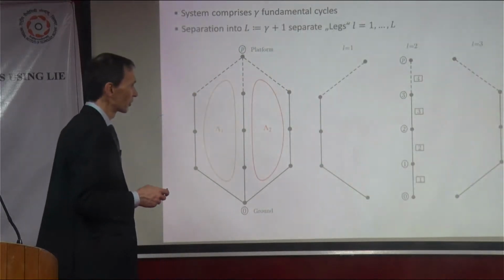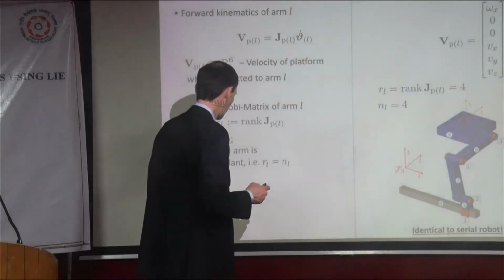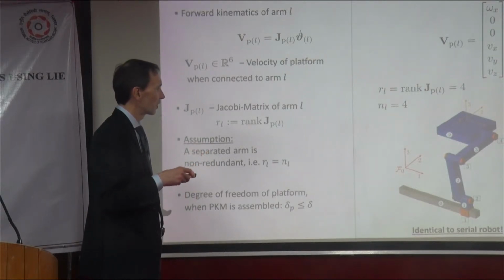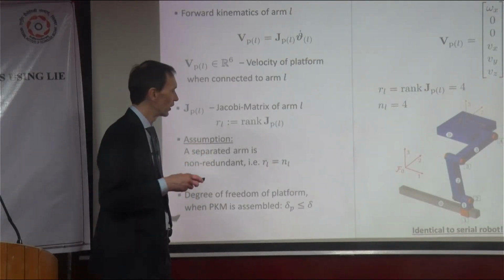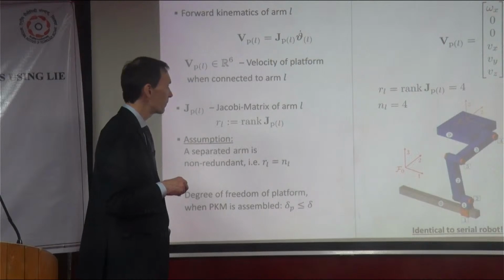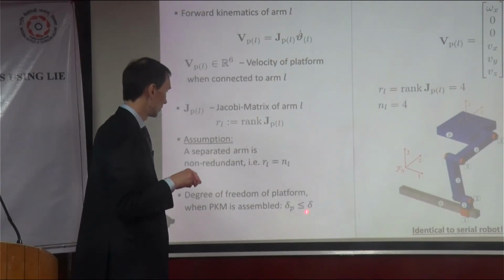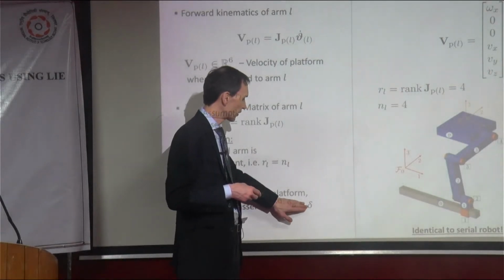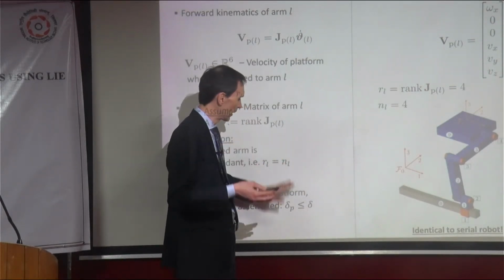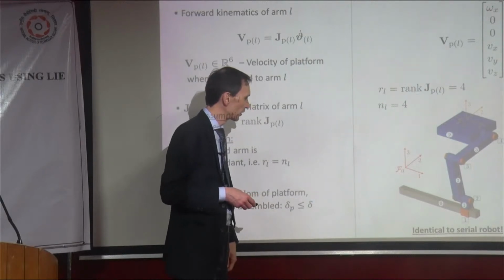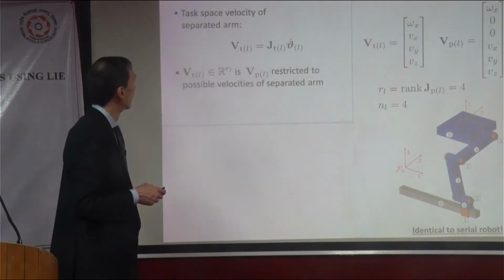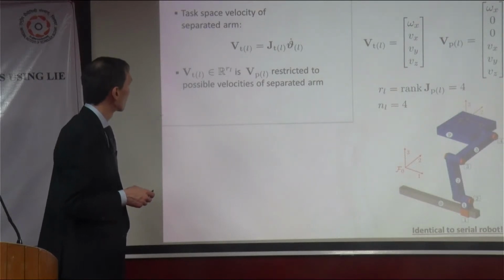But that's important because we have to take this into account, because eventually our robot, our PKM, will have a degree of freedom that we call delta P. Delta P is the degree of freedom of the platform, which is maybe less than the degree of freedom of this kinematic chain. Okay, what else can we say?